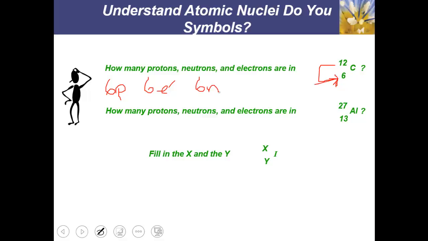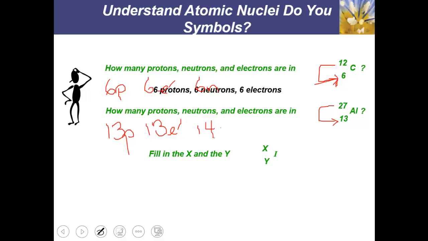Do the same thing for aluminum. How many protons are there? If you said 13, you're right, which means there's 13 electrons. And then how many neutrons? 27 minus 13 gets you 14.